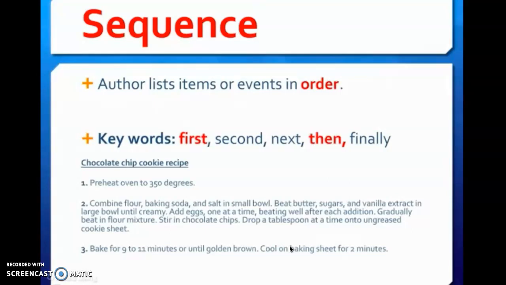Look at this recipe. The first direction tells you to preheat the oven. The second direction tells you how to put all the ingredients together and what order you should put these ingredients for the best cookies. And then the third is how long you bake it. So all of these facts have to be in a certain order. You can't bake the cookies and then combine the flour and baking soda. So this is a sequential order, or an example of a text feature with sequence.